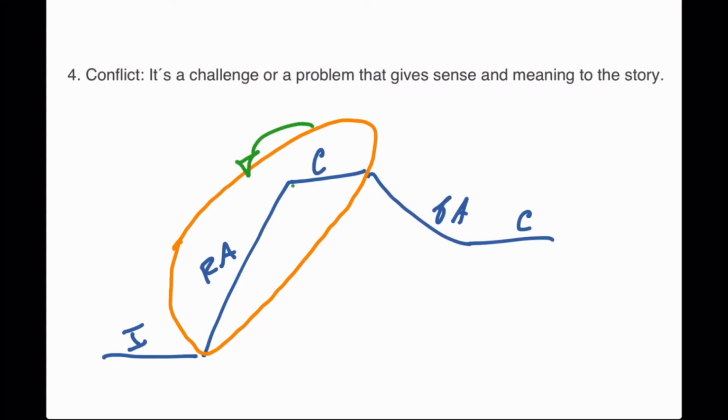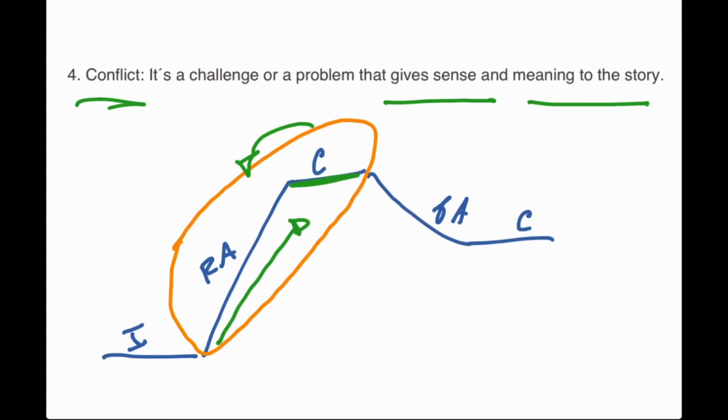Why? Because the climax, we will see, is the part of the story that changes everything or that gives the answer to the questions given in the full story. And during this process of the rise in action, we got this part of the story, the conflict. It's a challenge or a problem that gives sense and meaning to the story. So it is the main part, or the most critical part, of the story, and it tells us why every single thing that happens in the story happens in that way.